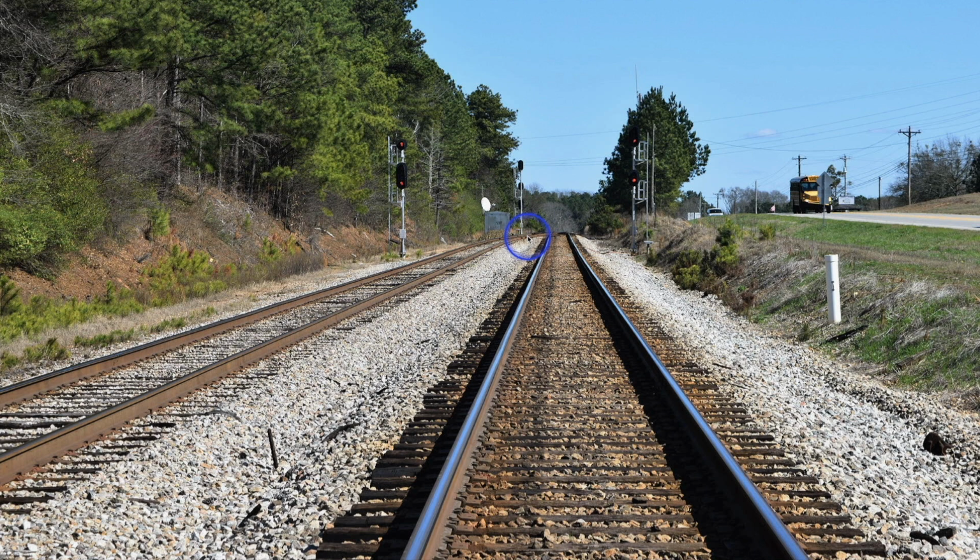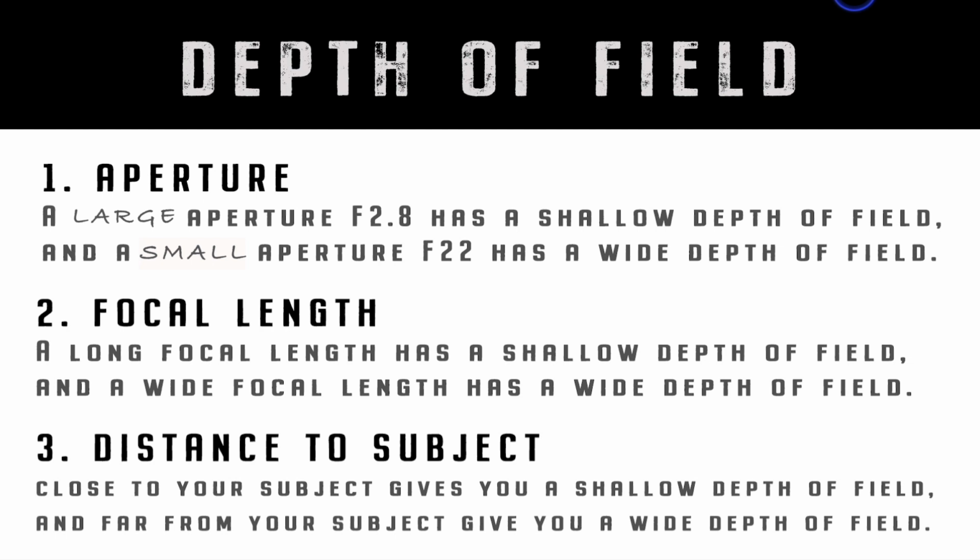So let's go ahead and take a look at the three different factors that make up depth of field in photography. And so the first one we've already learned, that is your aperture on your camera. A small aperture of an example of 2.8 has a shallow depth of field, meaning not a lot is in focus, and a large aperture like f/22 has a wide depth of field, meaning everything would be in focus.